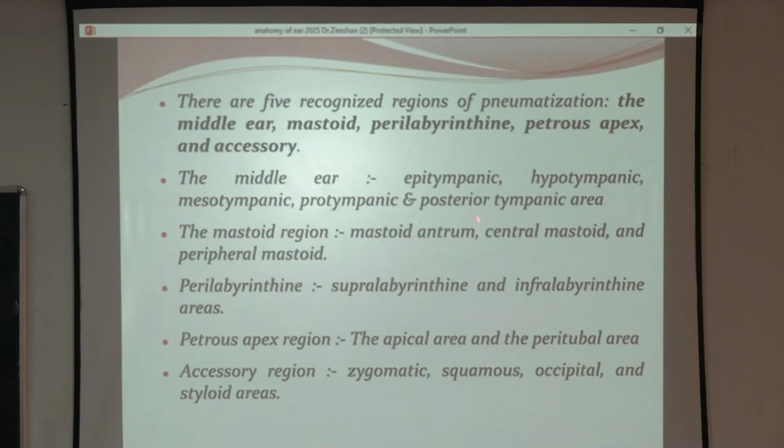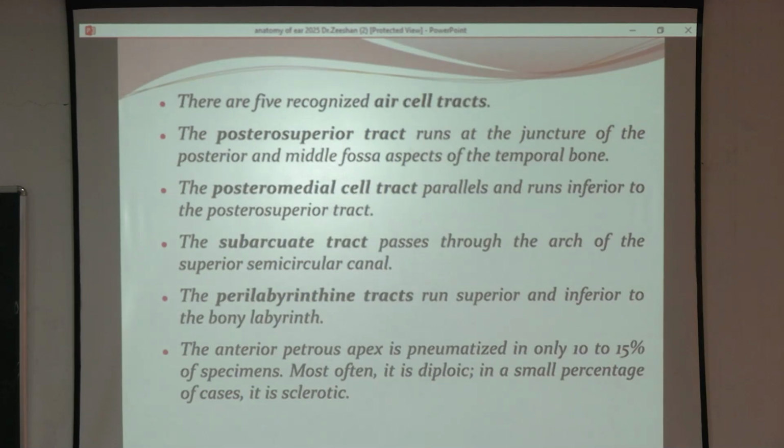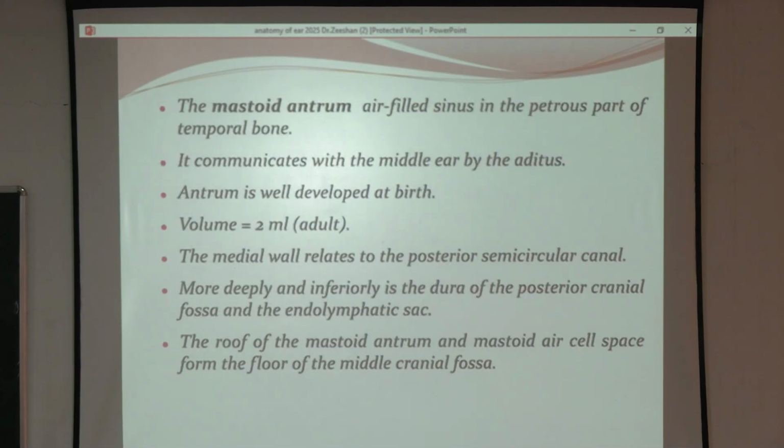Mastoid region में क्या है? Mastoid antrum, central mastoid, and the peripheral mastoid. ठीक है? Perilabyrinthine में है supralabyrinthine, infralabyrinthine. Petrous apex में है apical area and peritubal area. Accessory regions में है zygomatic, squamous, occipital, and styloid areas. These are PG level things, not important.